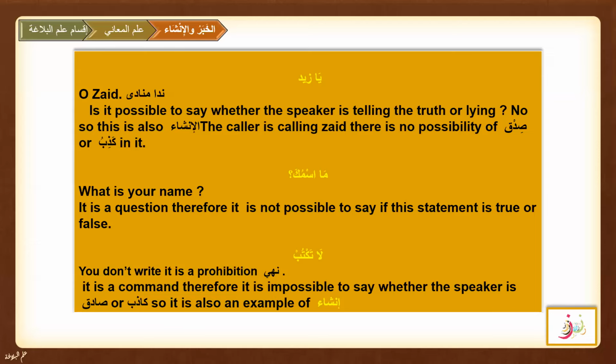The other example is La taktub. So we know that it means you don't write. It is a prohibition, la nahi. It is also a command. Therefore, it is not possible to say whether the speaker is telling us the truth or he is lying. So it is also an example of insha.